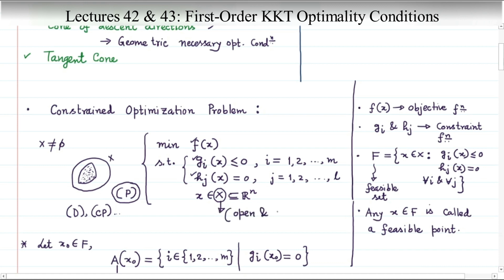Why do we take here the openness of the set capital X? Because you all know that the necessary optimality condition, Fermat's law for unconstrained optimization problems, is valid if the minimizer is an interior point, and therefore we consider capital X to be open so that any element in the set capital X is an interior point. And here also we assume that unless otherwise stated, all the functions f, g_i, h_j are continuously differentiable. Only once differentiable we are assuming.